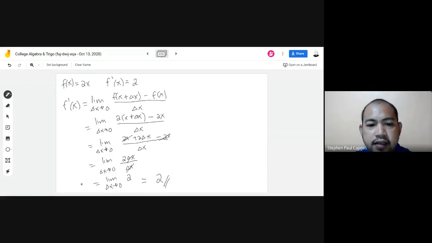So that is our derivative. The derivative of 2x is equal to 2, and we say that it is correct because, according to our previous discussion on the rules of differentiation, the derivative of 2x is 2. Then using the limit definition, we also got that the derivative of 2x is 2. So basically, what I'm trying to say is that whether we use the definition or the rules of differentiation, the answer should be the same.